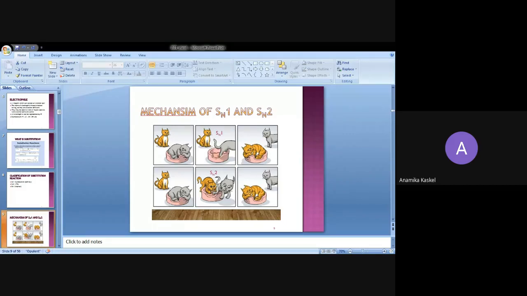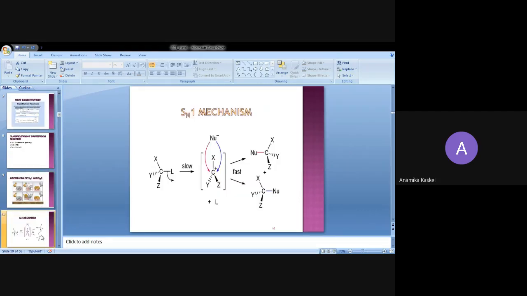Sn1 is the second step, Sn2 is the first step. Does anybody have any idea about Sn1 and Sn2? The first thing, we can go through it. Say next slide, I will just give the example for Sn1.